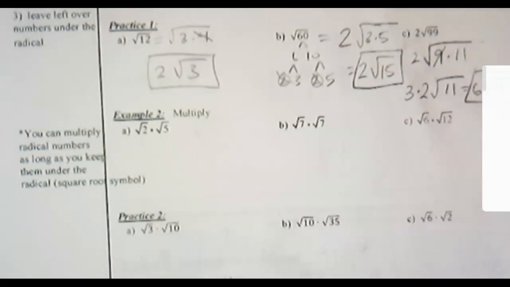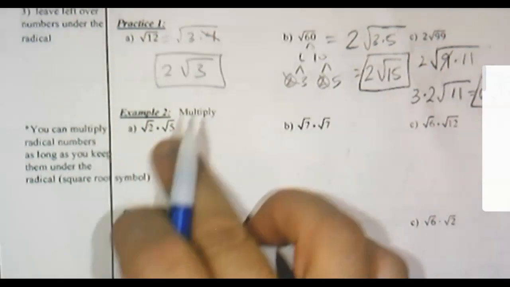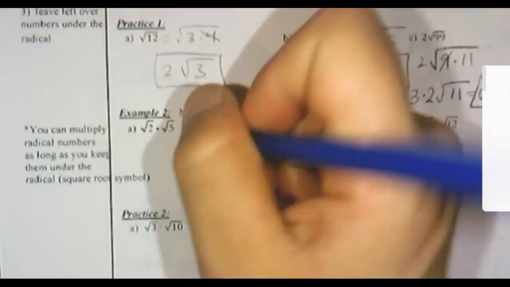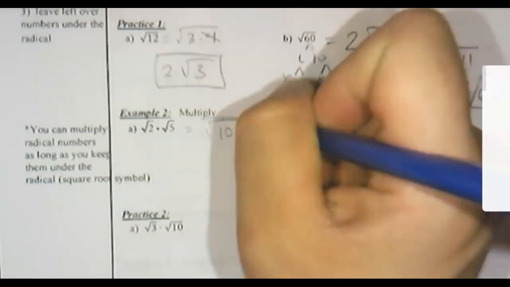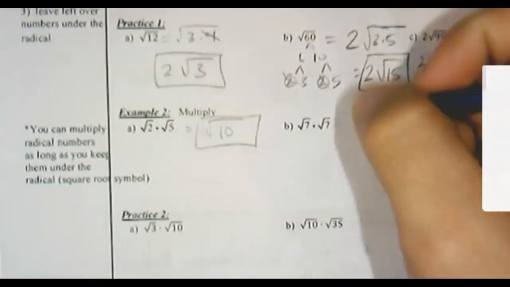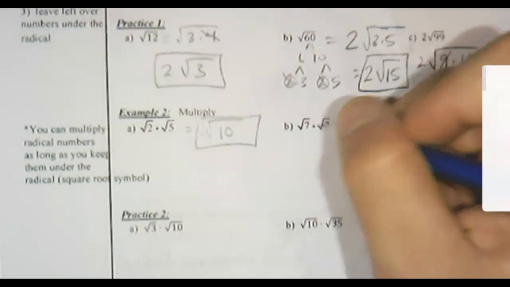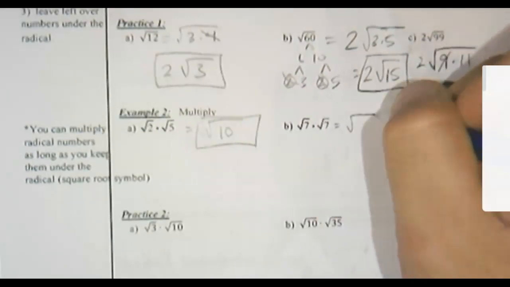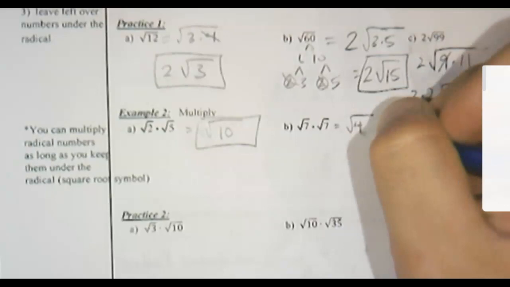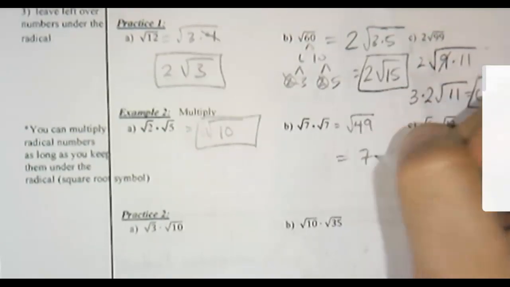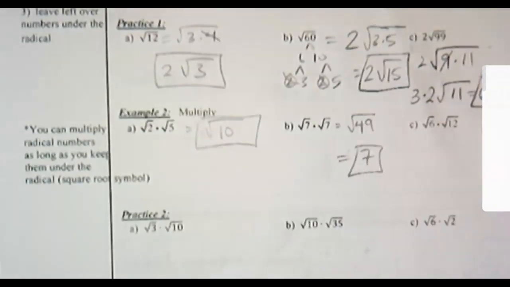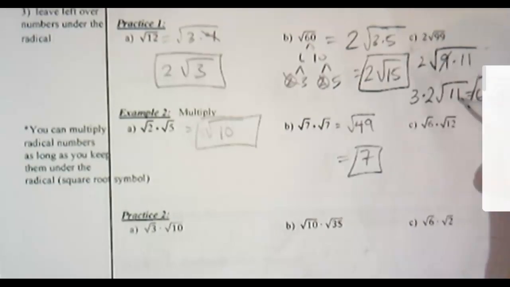Multiplying, can you still see? Yes. So multiplying radicals like this, square root of 2 times square root of 5, you can literally just multiply 2 times 5, and it does stay square root or radical. Here, you're multiplying square root of 7 times square root of 7, which actually just equals 7, but just in case you want to see some work, if you multiply 7 times 7, you get 49, and the square root of 49 is 7.